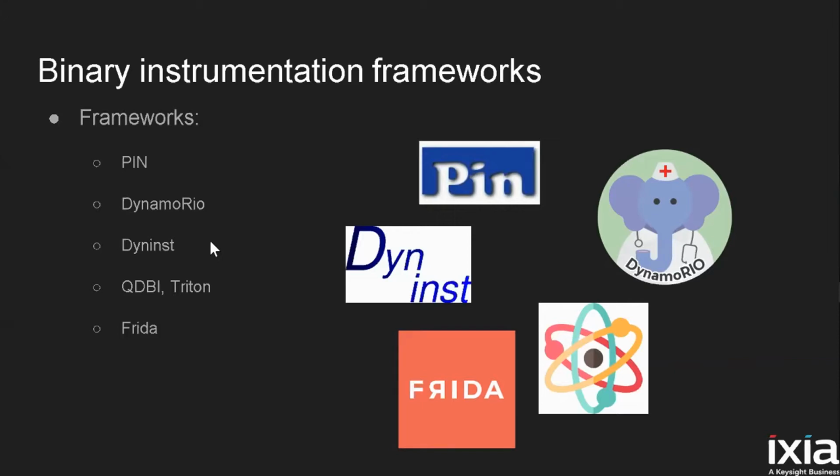WinAFL, if you heard about it, uses DynamoRIO in order to gain information about basic block coverage, and it uses that in order to do fuzzing and create better samples that have a larger coverage. And about Frida, we're going to discuss in depth a little bit more later.